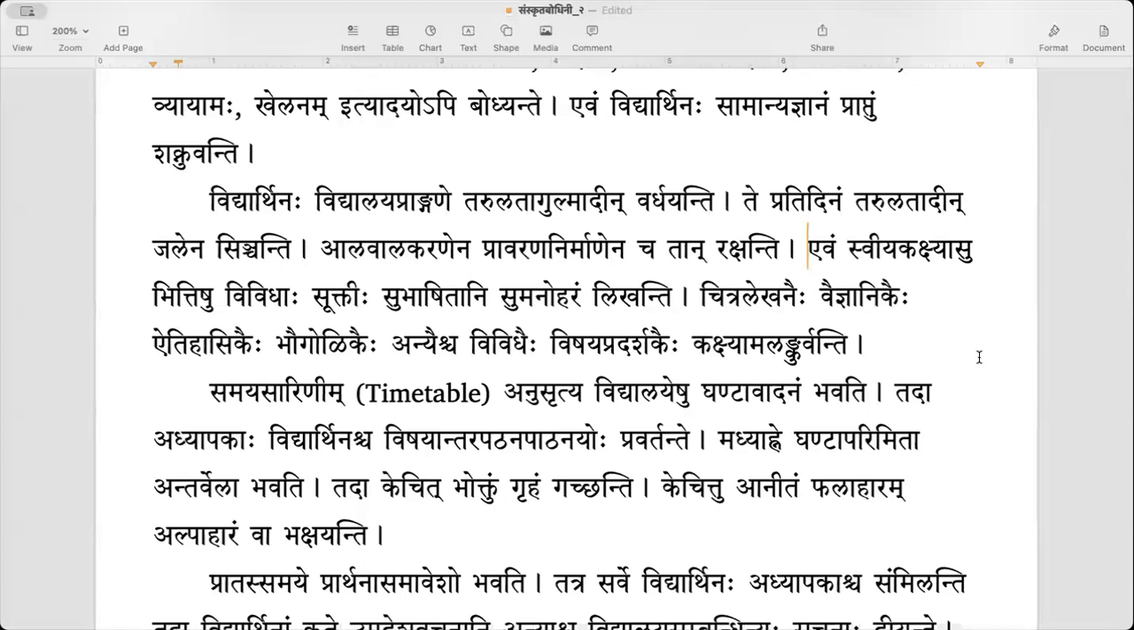Sumanoharam likanti, sumanoharam yathasyat tatha likanti. That is, it's a kriya visheshanam here. They write it beautifully on the walls.